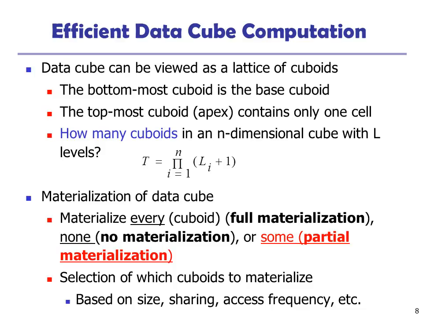Right. So how do you do the selection of the cuboids that you want to materialize in case you want to do partial materialization? You can do it based on size. Say your data analysis deals with the sizes of cuboids, so all cuboids of a certain size can be materialized. Then we have sharing or access frequency, how many times a cuboid is being accessed. That's also an interesting way of finding out which cuboids to materialize.